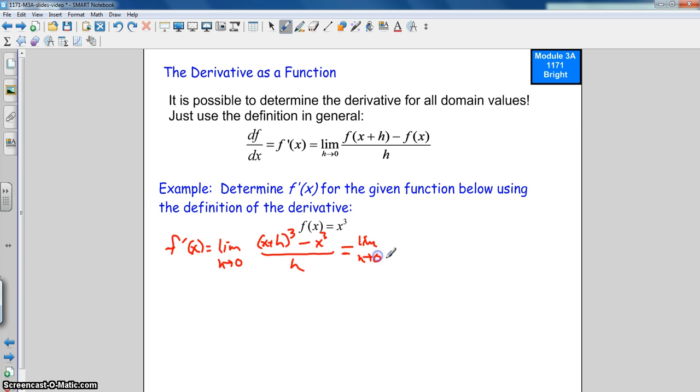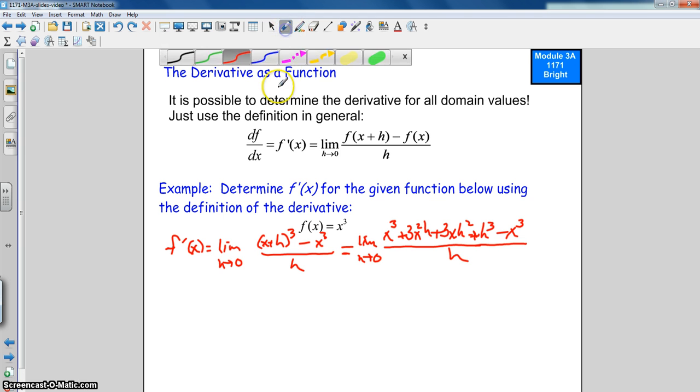Okay, so now I have to do algebra and expand this. So let's see, I'll just recopy this for a minute here. And now expanding this, you're welcome to FOIL it out. Otherwise, if you know other shortcuts, such as using Pascal's triangle to do this expansion, or the binomial formula, you're welcome to do that. But this ends up being x cubed plus 3x squared h plus 3x h squared, and then plus h cubed. And then you subtract the x cubed at the very end, and now this is all divided by h.